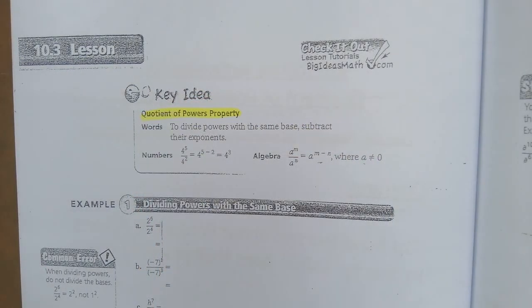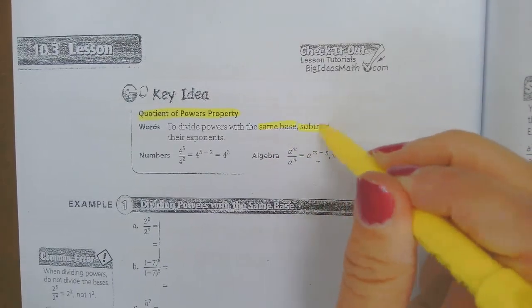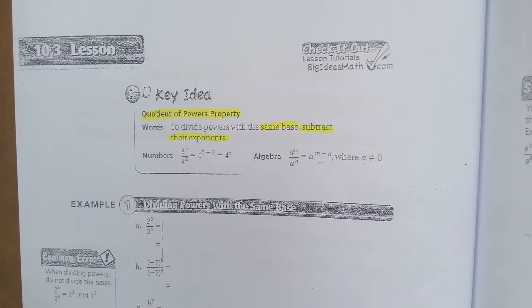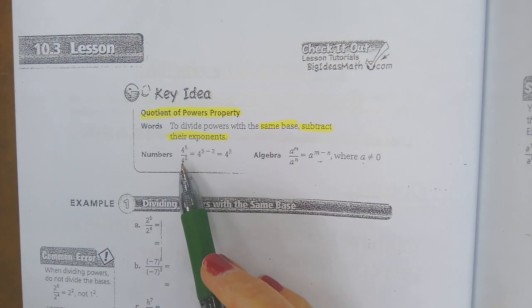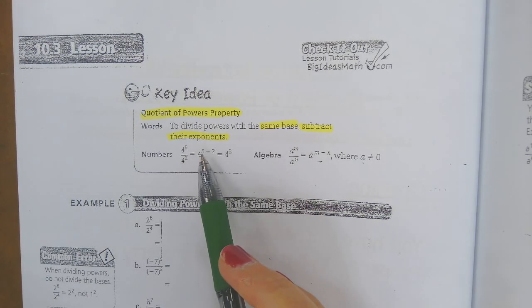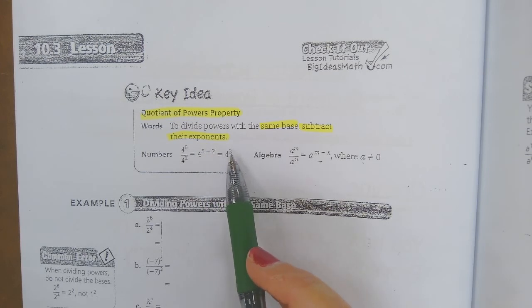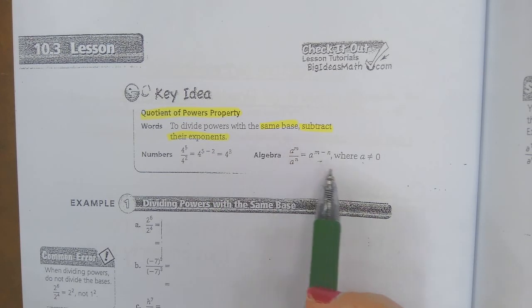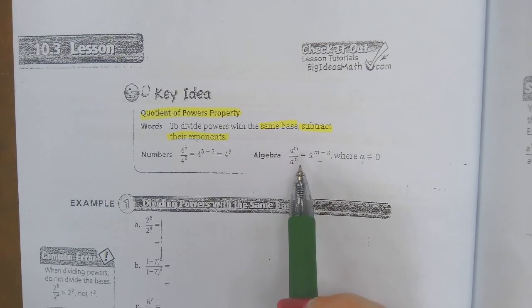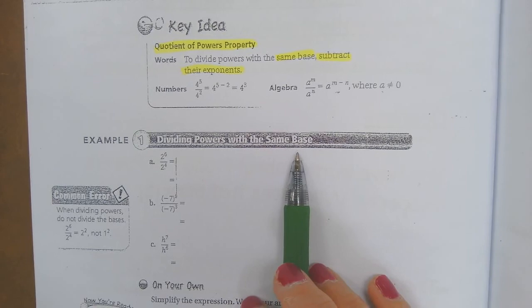To divide powers with the same base, you're going to subtract their exponents. They give us an example here of 4 to the 5th power over 4 squared equals 4 to the 5th minus the 2nd power equals 4 to the 3rd. And they also show it in the algebraic manner. Example 1, dividing powers with the same base.